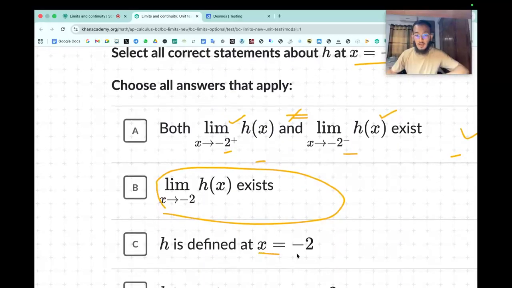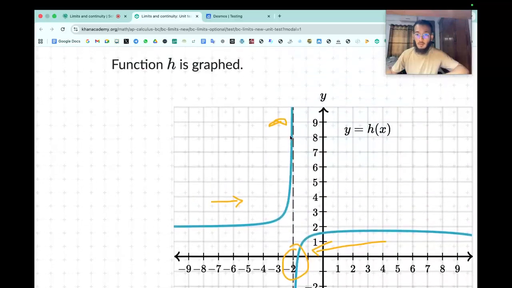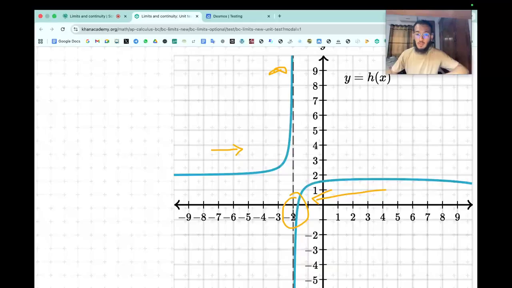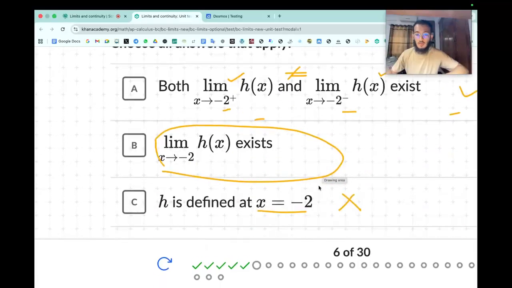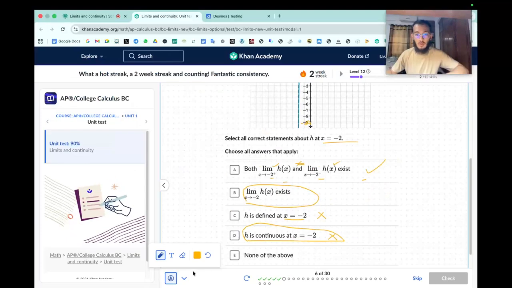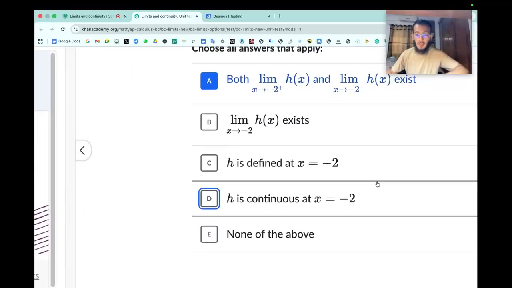And h is defined at x equals -2? No, h is not defined. We don't get a value when we plug in x equals -2 in this equation. So this is not true. And it is continuous? If it is not defined, how can it be continuous? So this is not true. Only A is true, and obviously none of the above cannot happen because A is true.